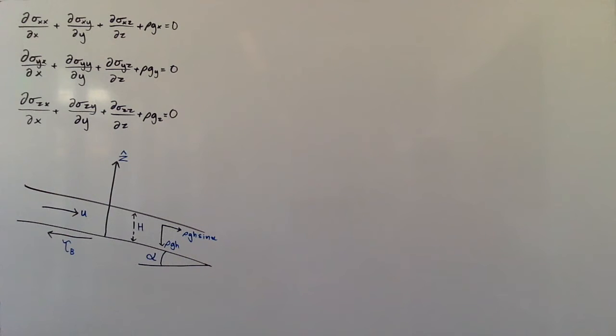Alpha is the angle the glacier's base makes with the ground. Tau sub b is the basal shear stress, which, as one would assume, points uphill.